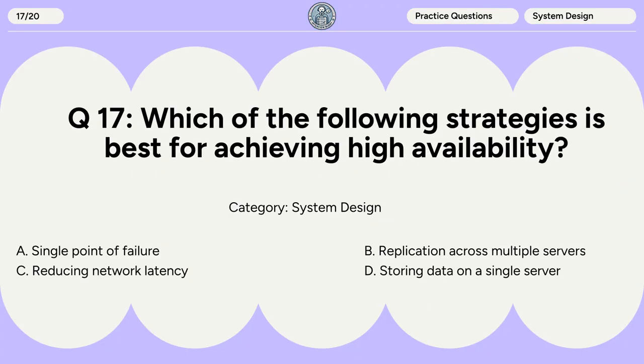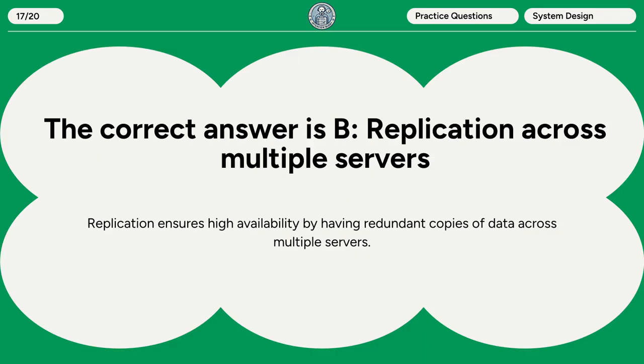Question 17. Which of the following strategies is best for achieving high availability? A. Single point of failure. B. Replication across multiple servers. C. Reducing network latency. D. Storing data on a single server. The correct answer is B. Replication across multiple servers. Replication ensures high availability by having redundant copies of data across multiple servers.